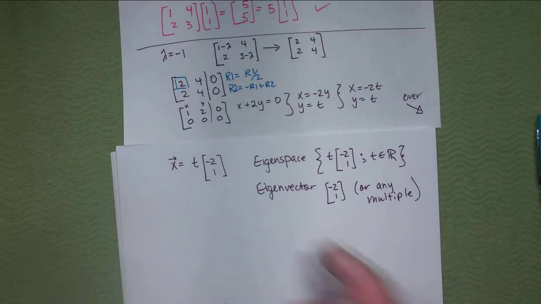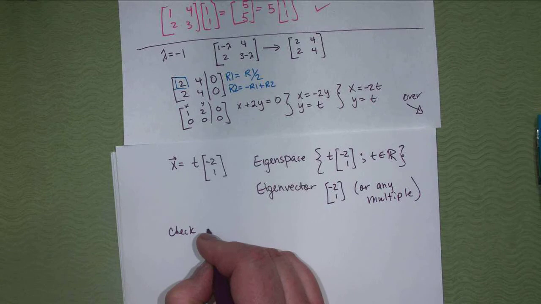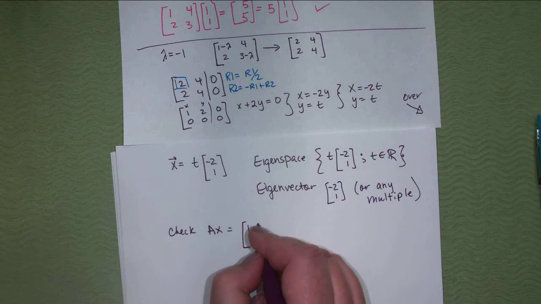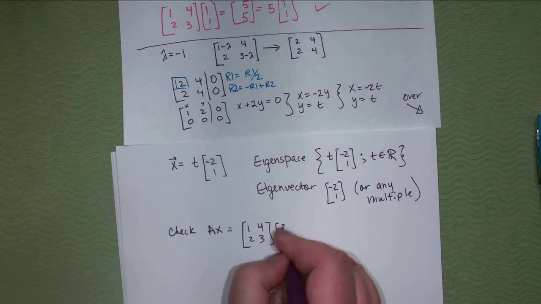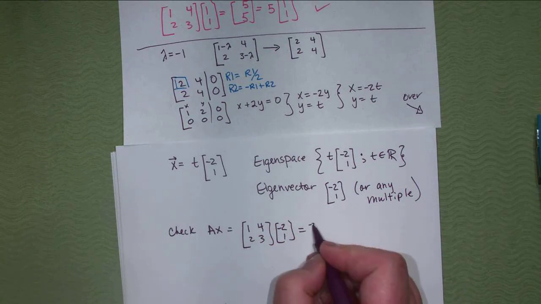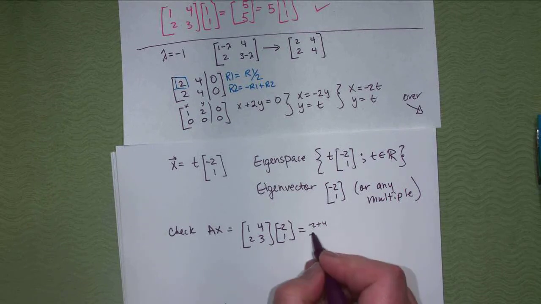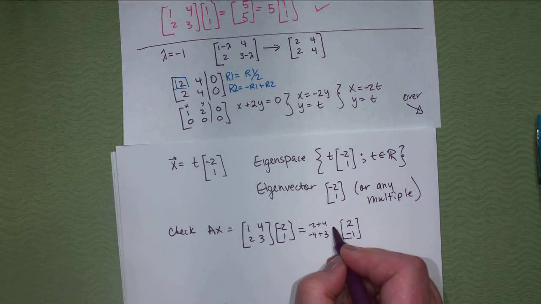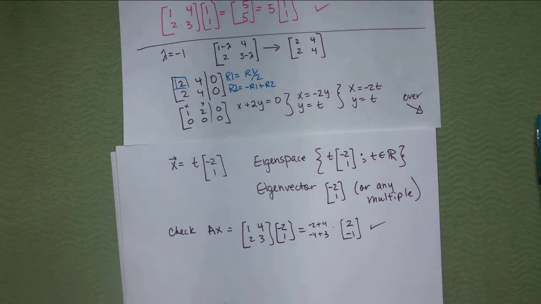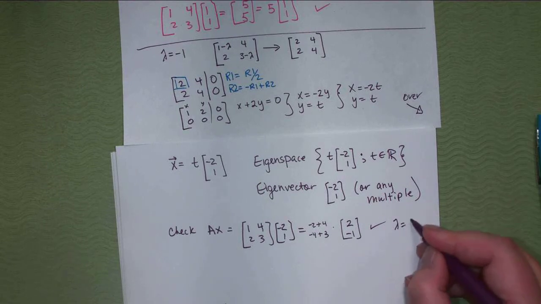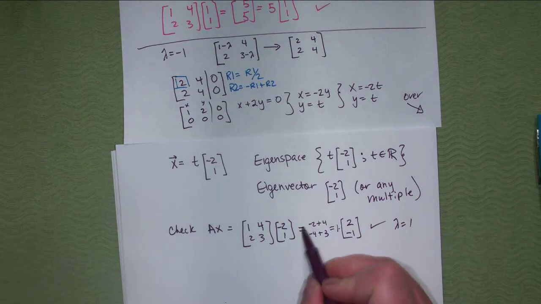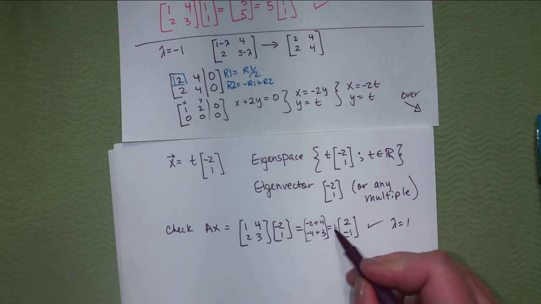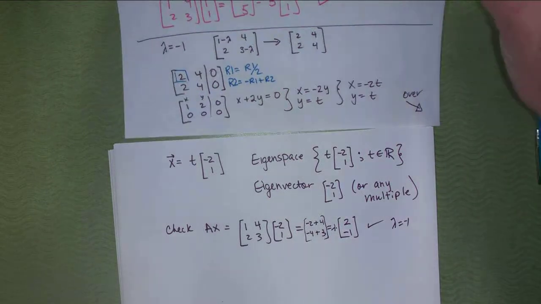And then you could check, of course, by multiplying A times x. So minus 2 plus 4 and minus 4 plus 3, which is right, because lambda was 1. Oh, minus 1, and that is minus 1. Good. Opposite signs. Yep.